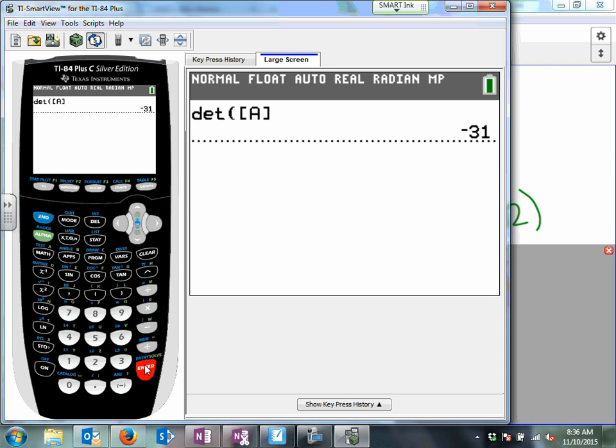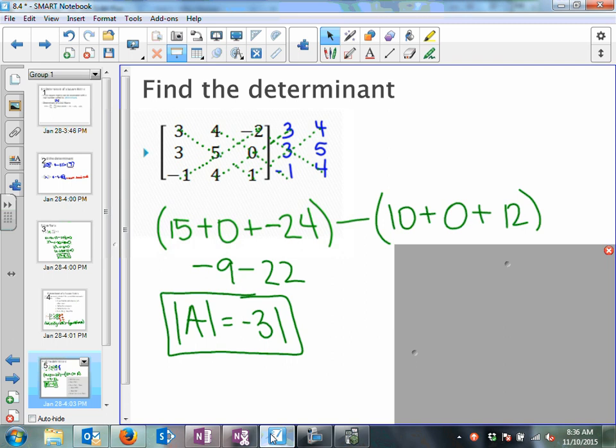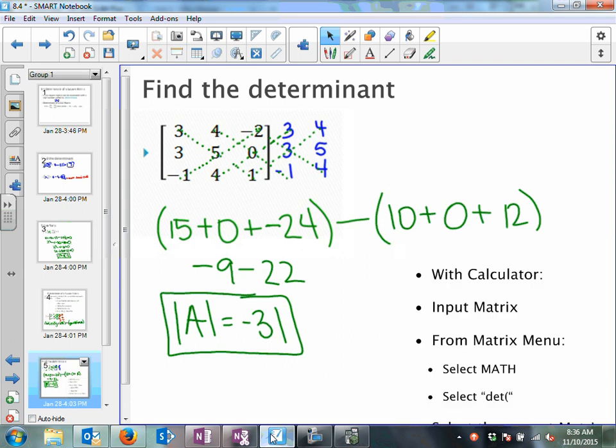Don't you love it? It's great. Why do you want to do it? Just use the calculator. What? Why do you want to do it by hand? Just use the calculator. We need to do it by hand. Okay.